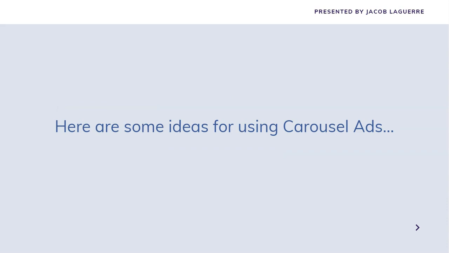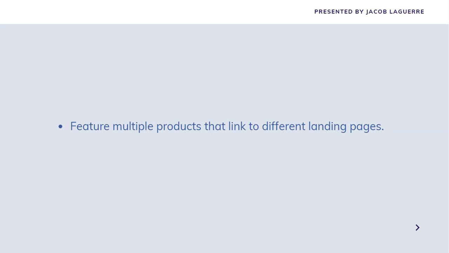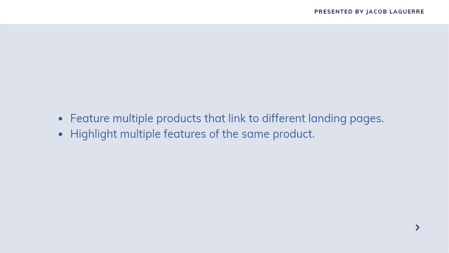So here are some ideas for using carousel ads to help get the juices flowing. One thing you could do is feature multiple products and link to a different landing page for each. You can create up to 10 cards for your carousel ad, so it could be up to 10 different products, or 5 different products, or however many products you have, and each one can be linked to a particular landing page for that respective product.